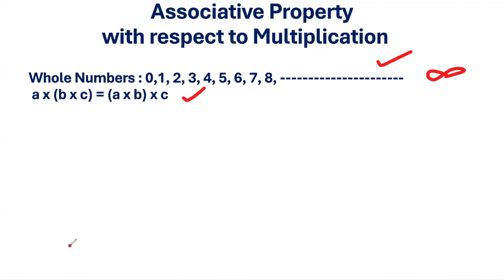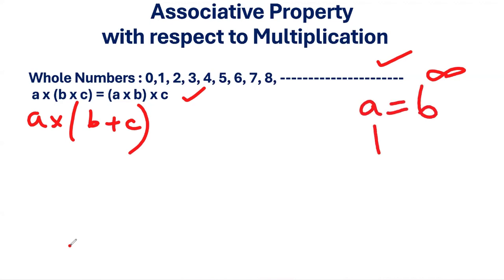So let's start with this. A multiply B times C in bracket. You can take your own example. I'm taking A is equal to 6, B is equal to 7, and C is equal to 10. You can take hundreds also, thousands also. It will be true in any case.